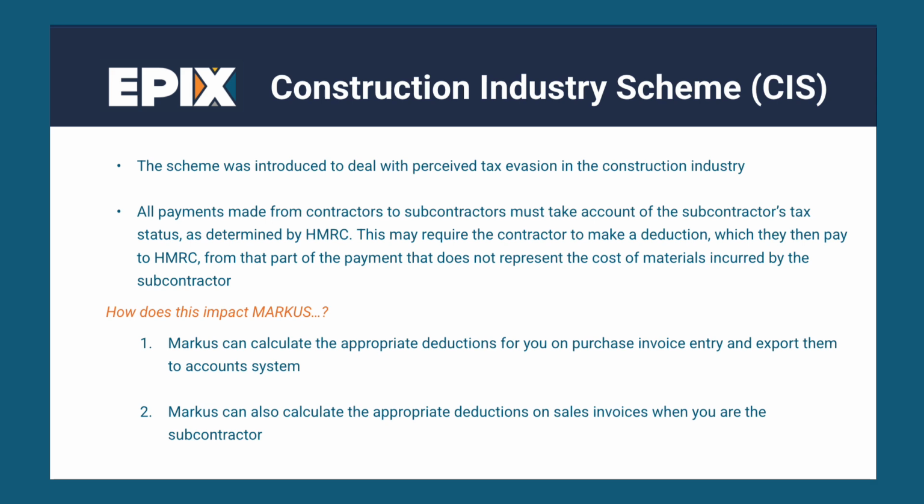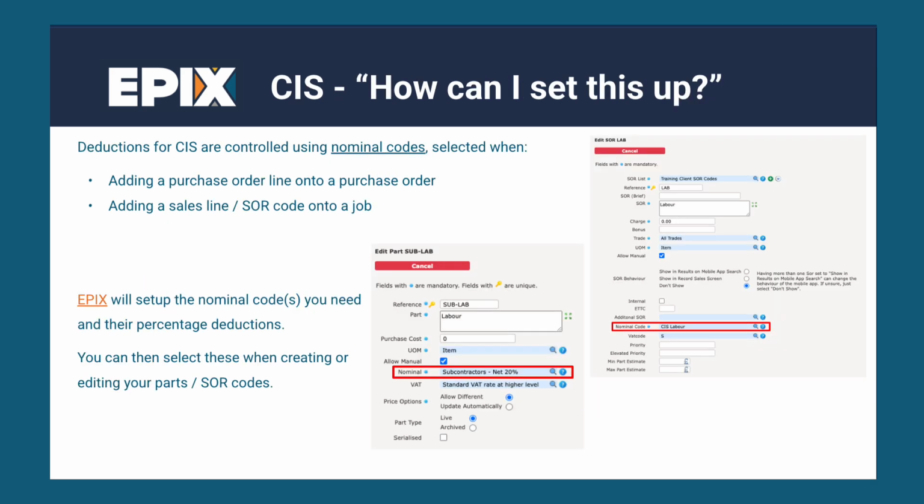So the first part of it is, how do we set it up? Well, it's actually really easy. The whole CIS thing is entirely controlled using nominal codes. If you're familiar with purchase orders and anything to do with sales lines, you'll have seen nominal codes cropping up throughout the system. So you will set your nominal code in 2 places to deal with this, and that will be either on the purchase order line itself when you're raising a purchase order, or when you're doing a sales line or an SOR code on a job.